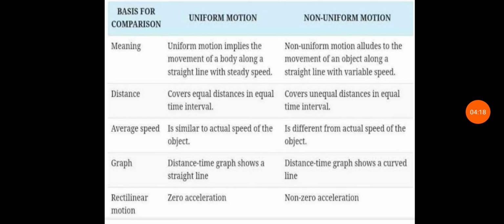When we talk about average speed, in uniform motion it is similar to the actual speed of the object, and in non-uniform motion it is different from the actual speed of the object. When we talk about the graph, the distance-time graph shows a straight line in uniform motion, while in non-uniform motion the distance-time graph shows a curved line, which we have already studied in the second chapter. Rectilinear motion has zero acceleration, and in non-uniform motion, non-zero acceleration. So these are the differences by which we can easily compare uniform and non-uniform motion.